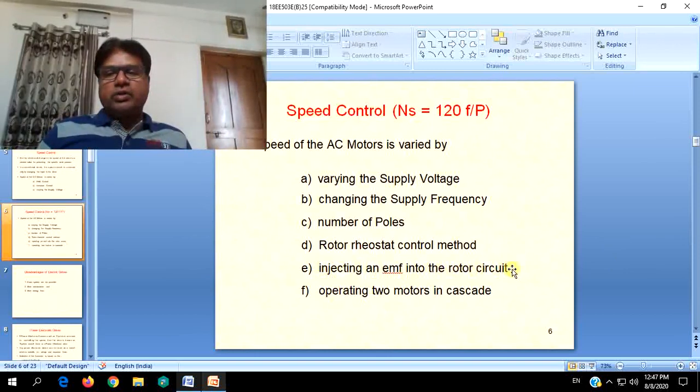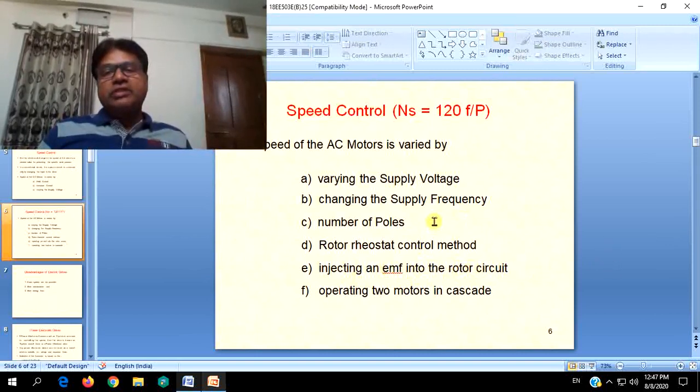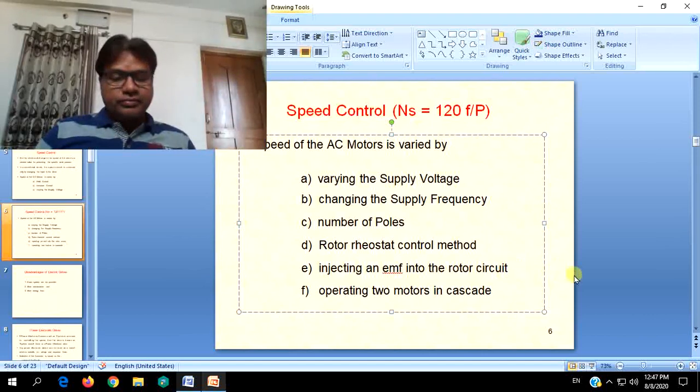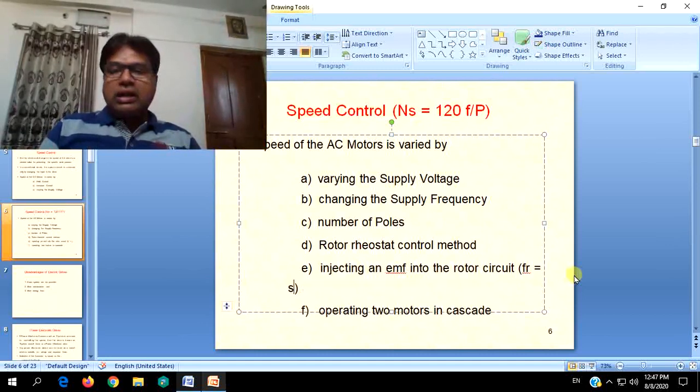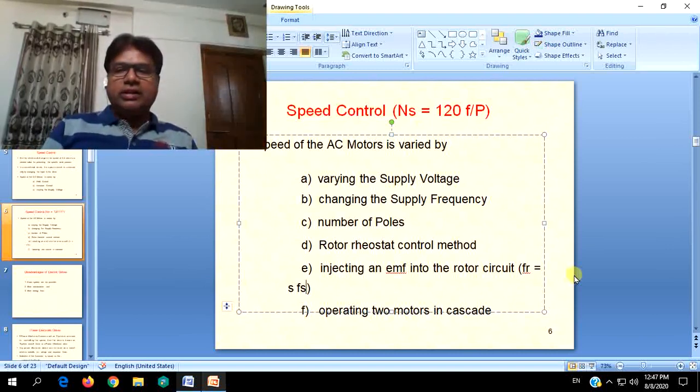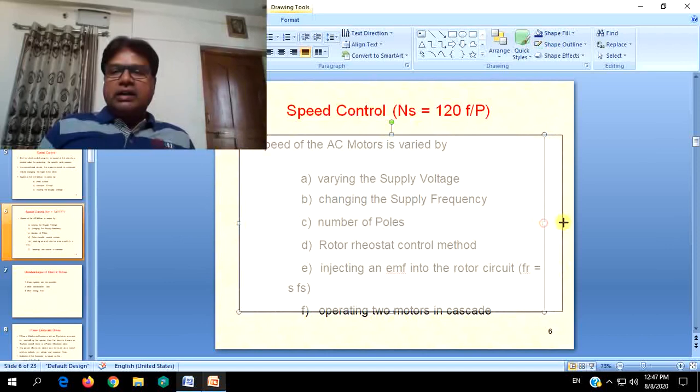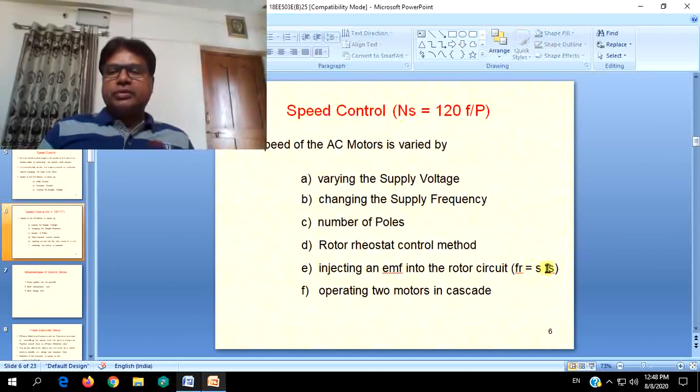Next, injecting an EMF into the rotor circuit. Again, this can be employed only in the case of slip ring induction motors, where we inject an EMF into the rotor circuit, either in opposition or in aid of the actual rotor EMF, which has a frequency less than the supply frequency and can be calculated simply as Fr = S into Fs, where S is your slip, Fs is the supply frequency, and Fr is the rotor frequency.